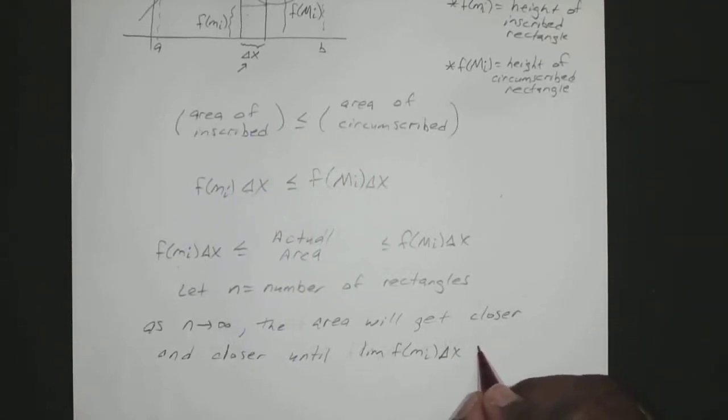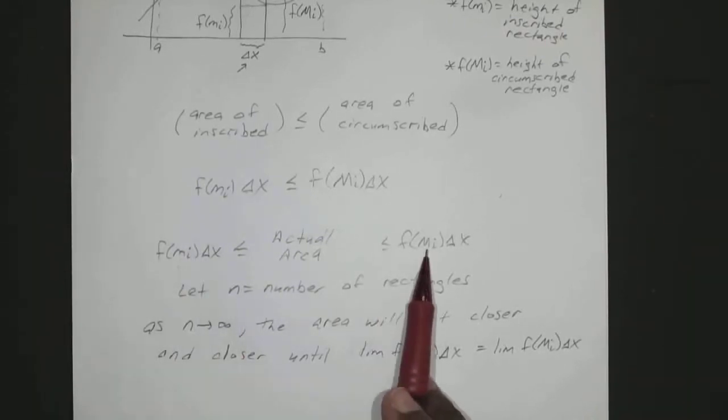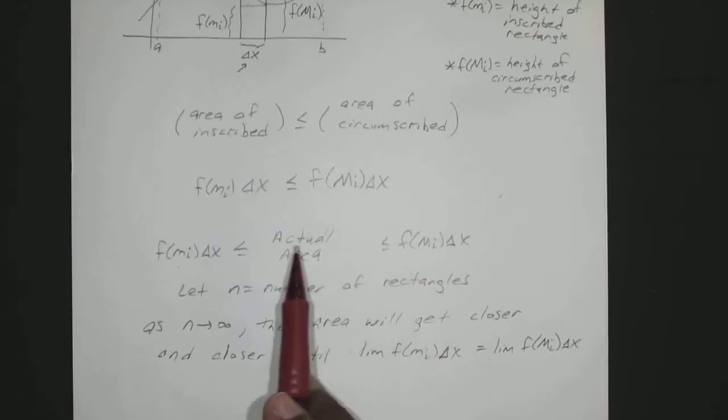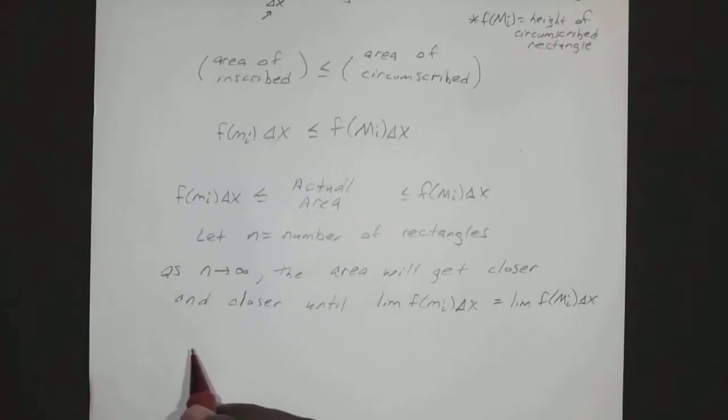Delta x is actually equal to the limit of your circumscribed. Okay. So we know if this is equal and that's equal, by the squeeze theorem, this would have the same area. Okay, so graphically it would look like this.